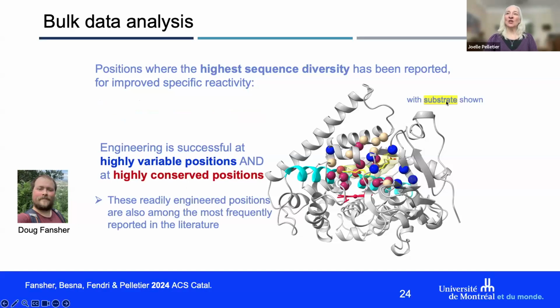Here, the substrate is shown bound in, and the area around the substrate is what was most frequently reported in the literature. This makes sense because that's where you're really changing what's happening with your substrate scope.